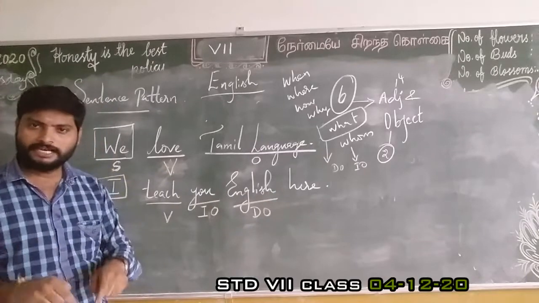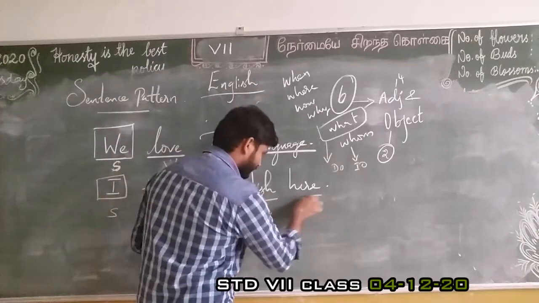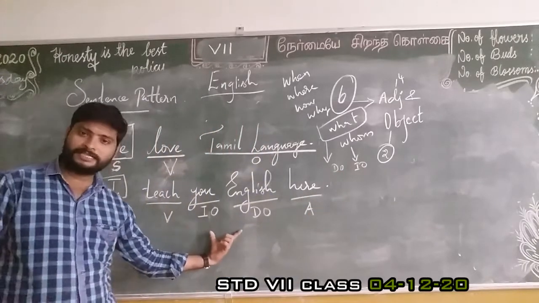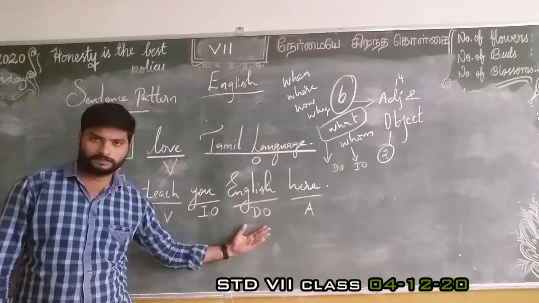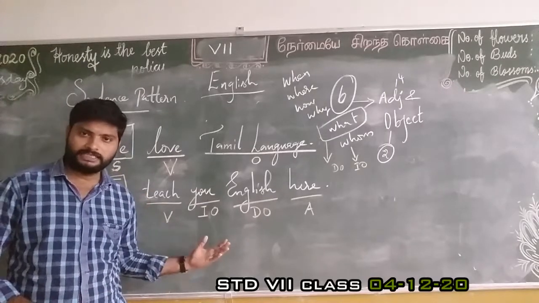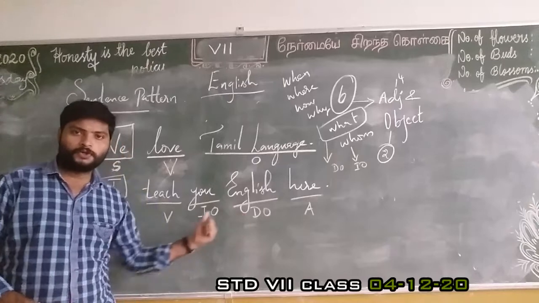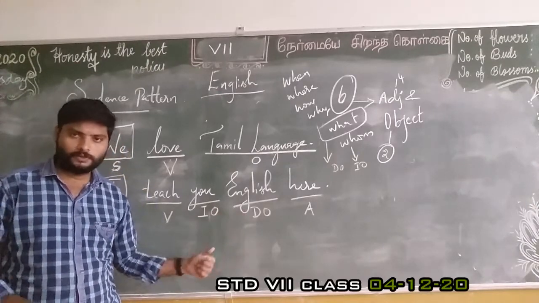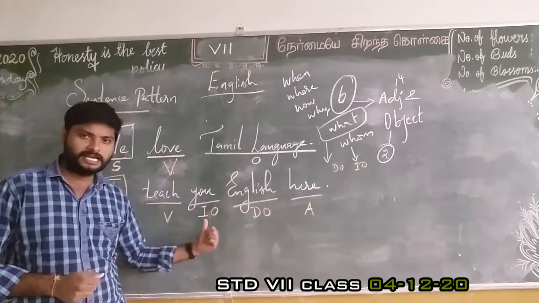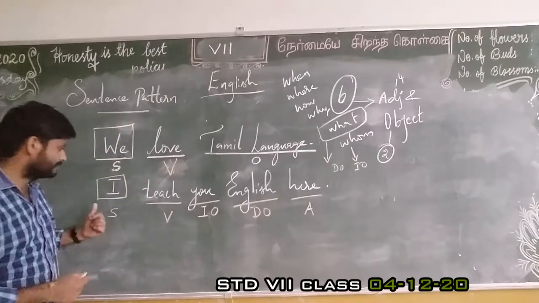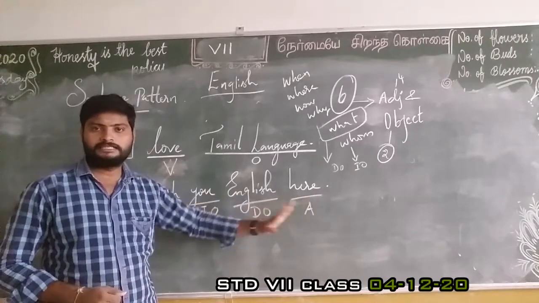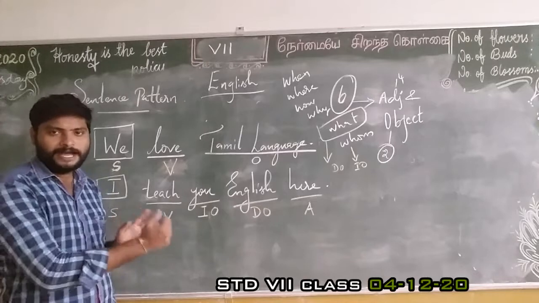Where do I teach? Here, in this place. So it refers to the place, that's adjunct. We have two objects here, you and English. Whom do I teach? You. What do I teach? English. So we have two different objects here, so we named them direct object and indirect object. So subject, verb, indirect object, direct object and adjunct. This is the pattern of the sentence.